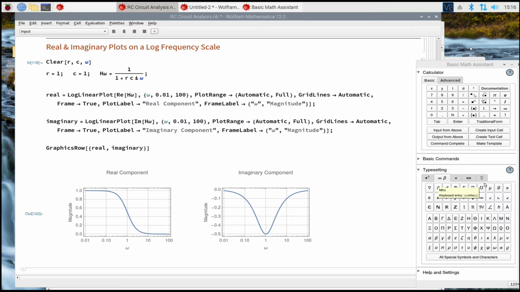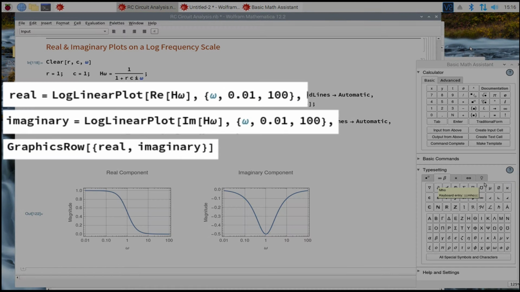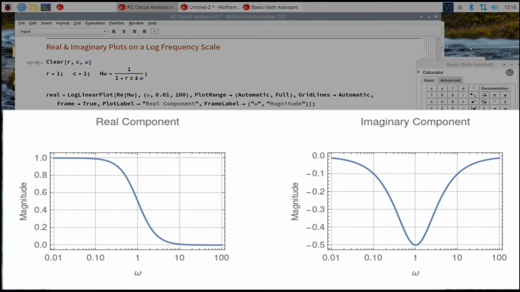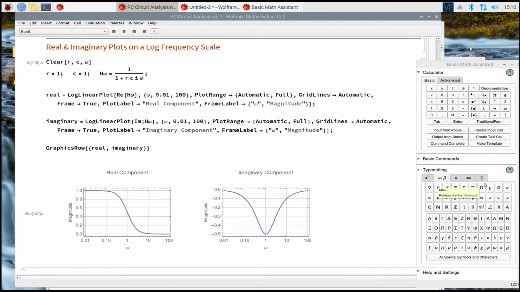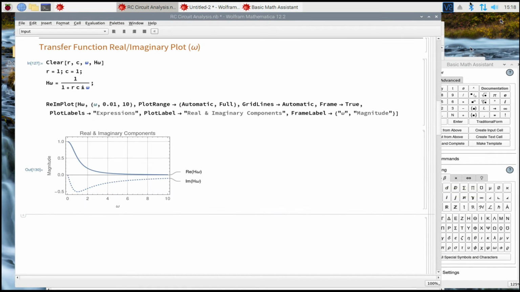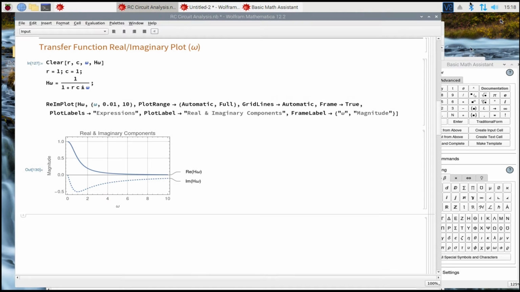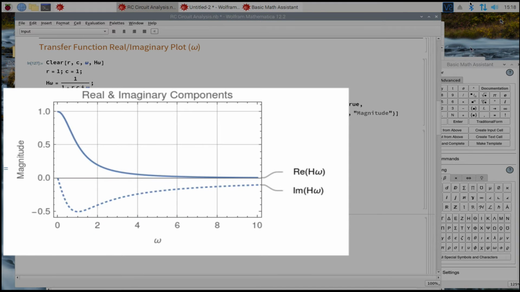It is also possible to plot the real and imaginary components of the transfer function. Mathematica has a real imaginary plot function. The two components can be identified by using the PlotLabels expressions instruction.